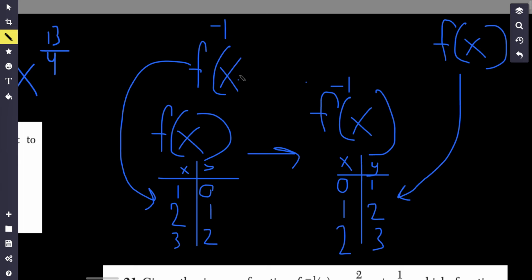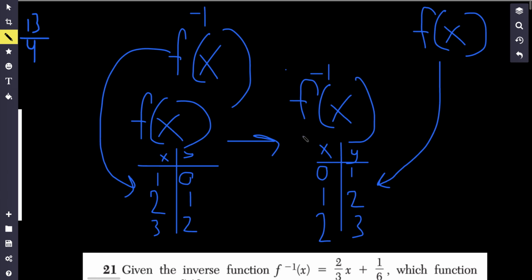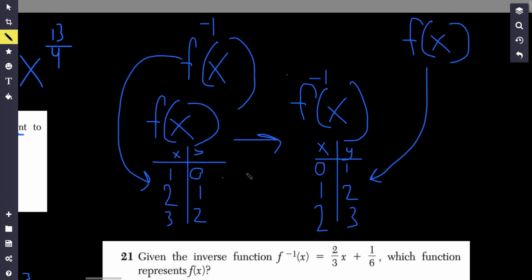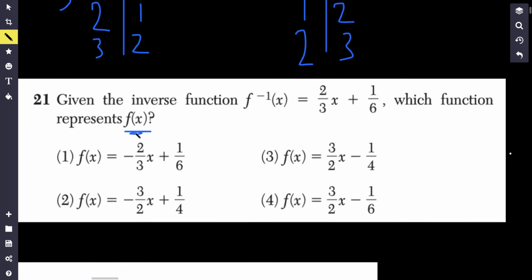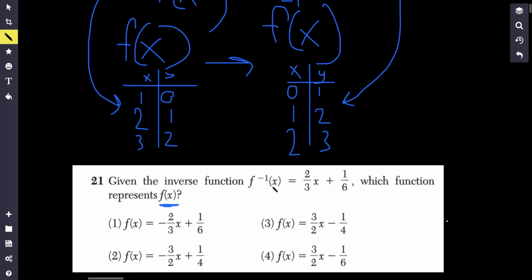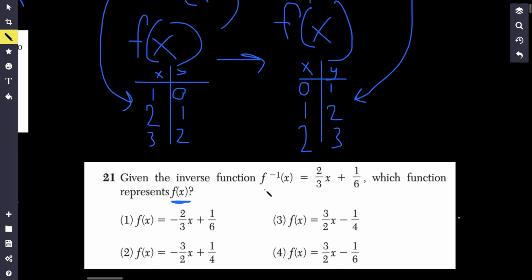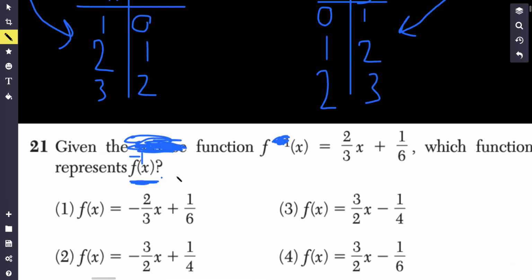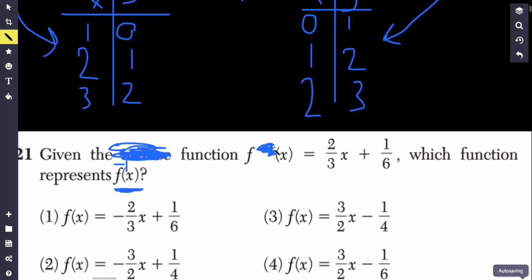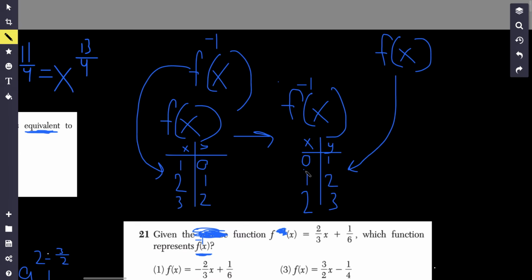And notice how it still works out perfectly, right? It's this sort of closed loop that you have. So you can set this one to be the inverse and this one to be the original, or you can set this one to be the original and this one to be the inverse. So given the inverse function f inverse, which function represents f of x? If we're given an inverse function and we're trying to find the original function, another way we can interpret that is, if we're given a function f of x, which function represents the inverse of this function? Because we know that this can go both ways. So it doesn't matter whether we're trying to solve for the inverse or for the original, we're still going to get the same result either way, as seen in this loop.